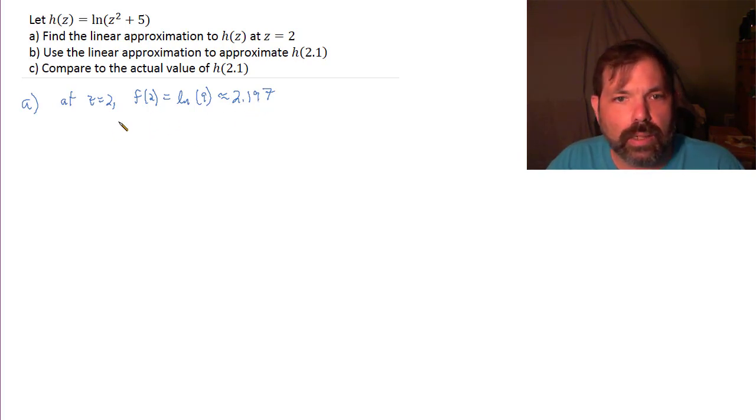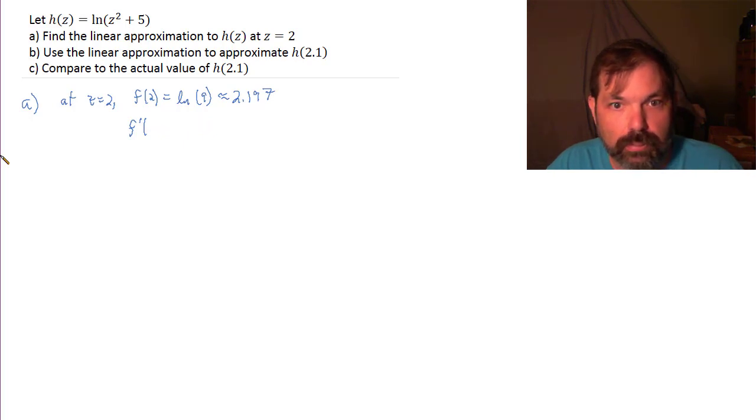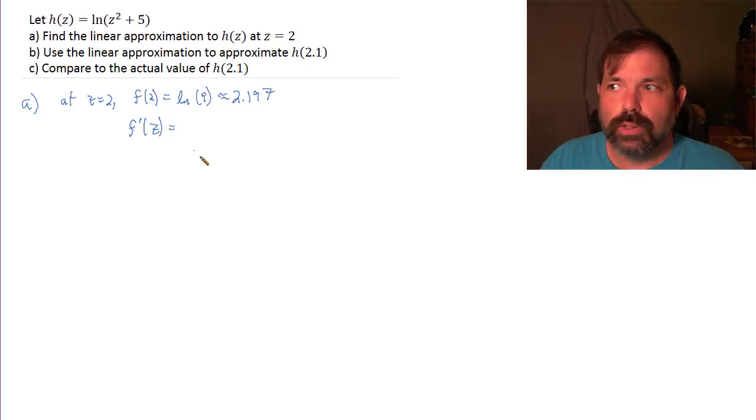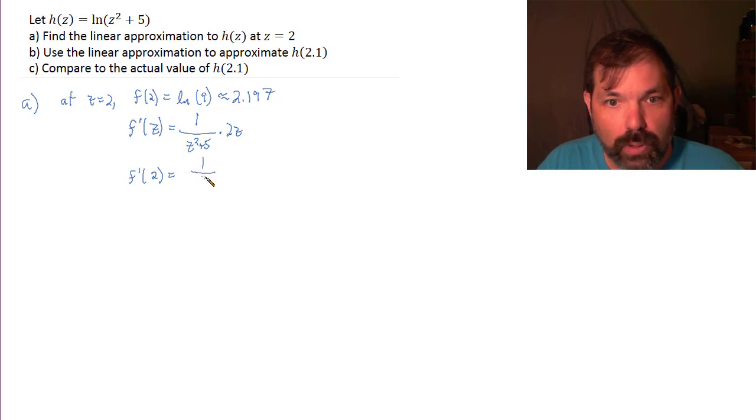All right, and f prime of 2 would be, to find the derivative, let's find the derivative more generally first. f prime of z would be 1 over z squared plus 5 times 2z from the chain rule. So then f prime of 2 would be 1 over 9 times 4, so 4/9.